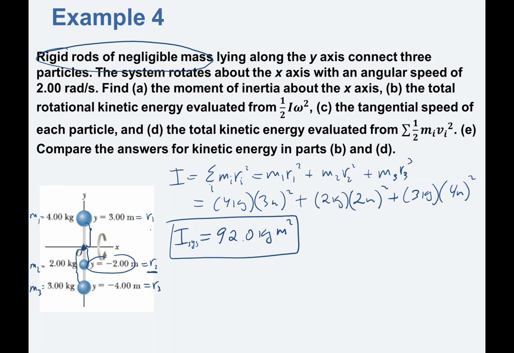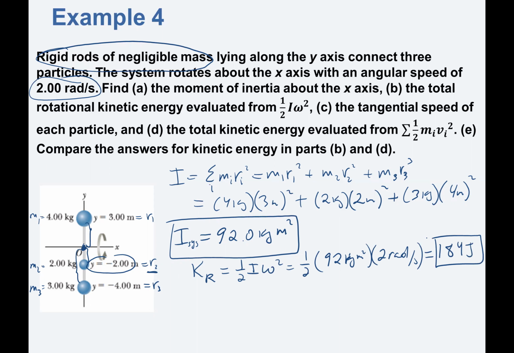All right, so part B says, what is then the total rotational kinetic energy? I can calculate total rotational kinetic energy by saying 1/2 moment of inertia times angular speed squared. We were given that the system is rotating at 2 radians per second angular speed. That means 1/2 times moment of inertia, which is 92 kilogram meter squared, times 2 radians per second, squared, and we're going to calculate 184 joules. So that's the rotational kinetic energy.